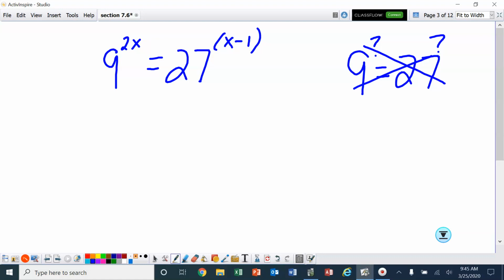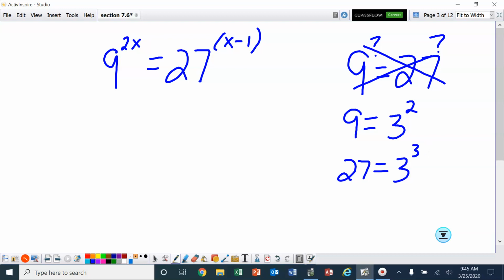We know 9 to the first is 9, and 9 squared is 81. And 27 to what power? We could figure out the fractional exponent, I guess, but we don't need to. So what we want to do is break it down even further. We want to rewrite the 9 with a base of 3, and that would be 3 squared. And then we want to do the same with the 27. What common factor do 9 and 27 have that we can break it down even further? You know that 27 is 3 to the third power.